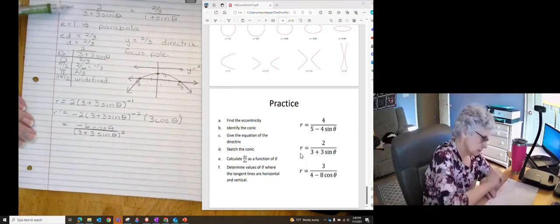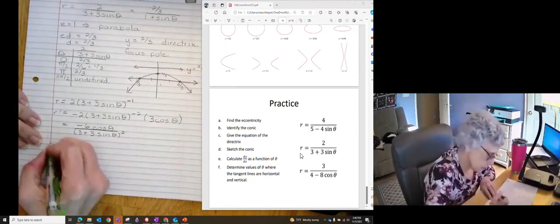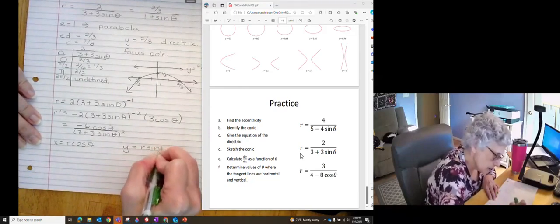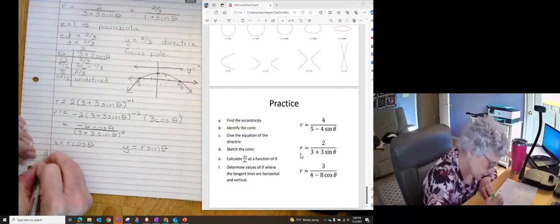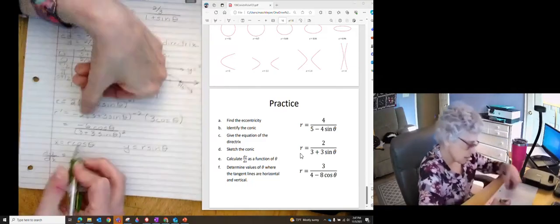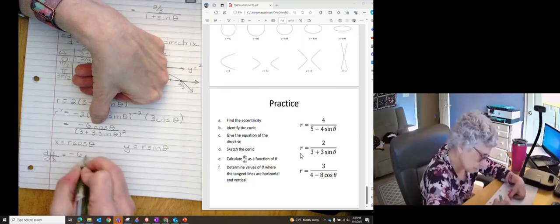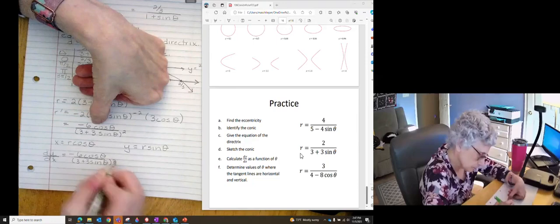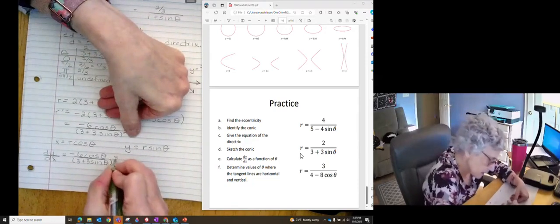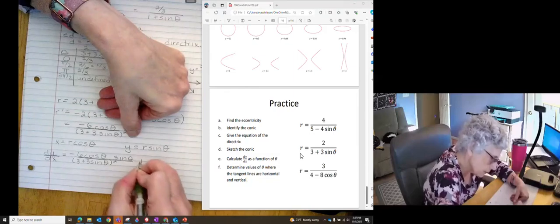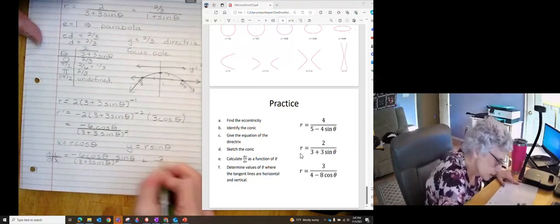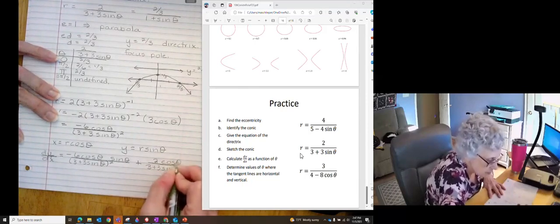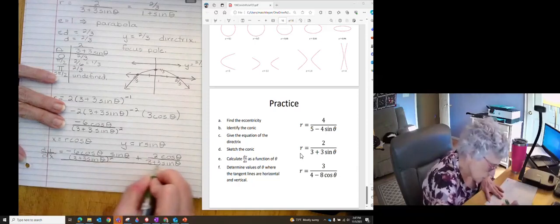So I have r, which I will copy from up here. I have r prime, and I know that x is equal to r cosine theta, and y is equal to r sine theta. dy/dx is equal to r prime times sine, I'm going to just go ahead and put it up on top there, plus r, which is 2 over 3 plus 3 sine theta, times the derivative of sine, which is cosine. And that's just the numerator.